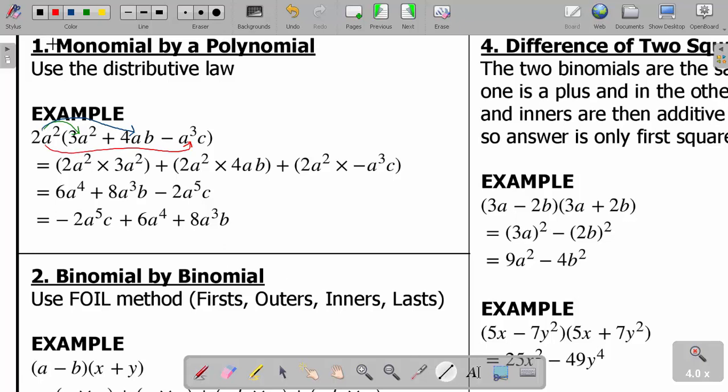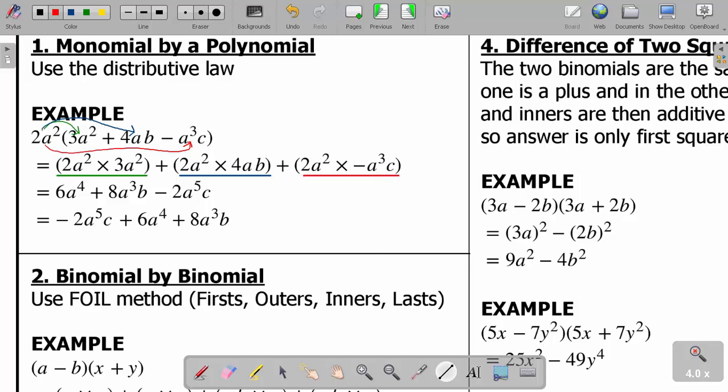The one in green gives us this one here, so it's going to be 2a squared multiplied by 3a squared. Then the one in blue is going to be this one here. It gives us 2a squared multiplied by what? By positive 4ab. Then the one in red shows that you multiply the last, but it is a minus, right? That's why we're going to say 2a squared multiplied by negative a cubed c.